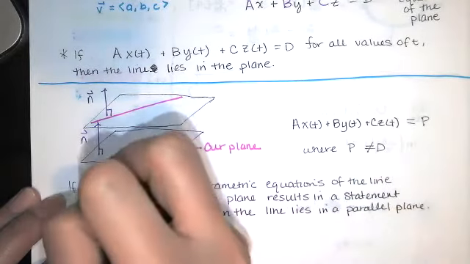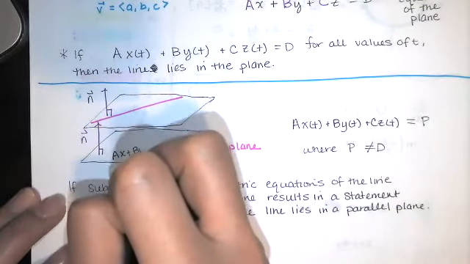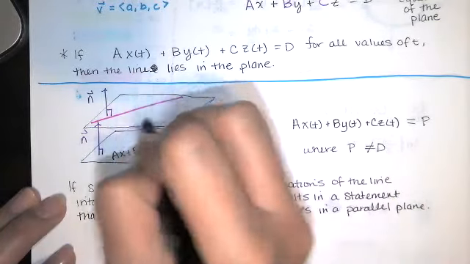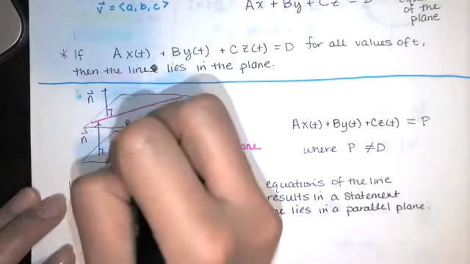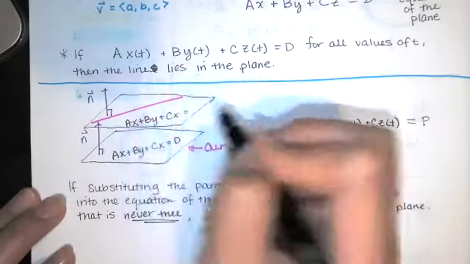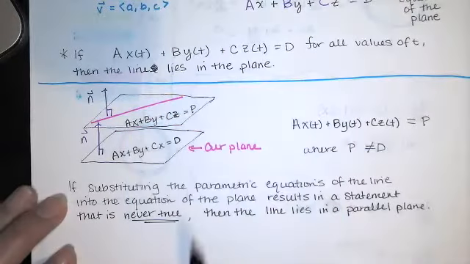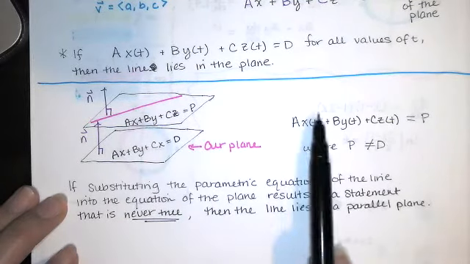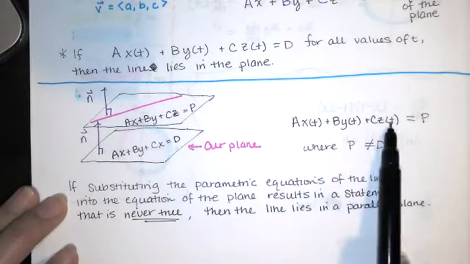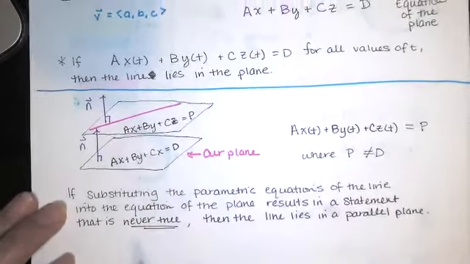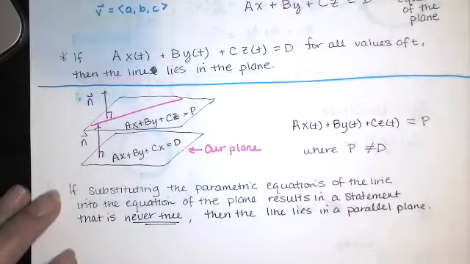So this is the plane with the equation ax plus by plus cz equals d. And this is the plane, excuse me, with the equation ax plus by plus cz equals p, where p and d are not the same thing. So if p and d are not the same thing, and the parametric equations satisfy this equation rather than this one, then the line lies in a parallel plane.